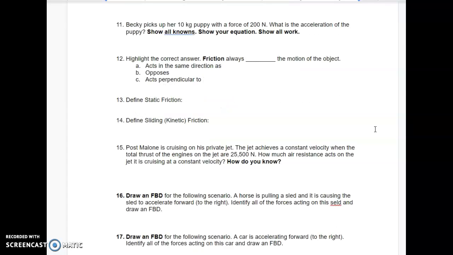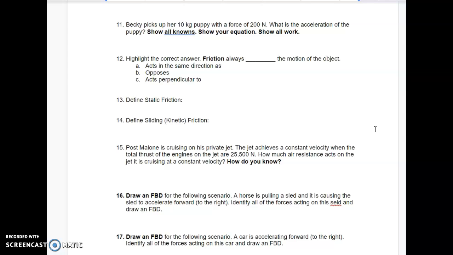Define static friction and define sliding kinetic friction. So static friction is the friction that is on the object for an object at rest. So it's that initial breaking free friction. So you have to apply a certain amount of force in order to exceed the static friction.